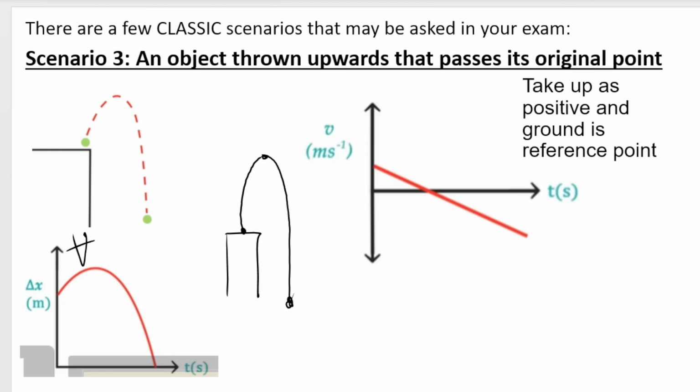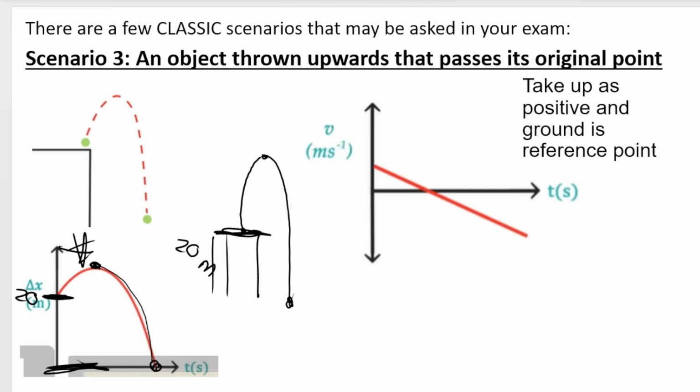I will have a position versus time graph that looks like this. So you start at a certain height above the ground. In this case, the ground again is my zero reference. So let's pretend that the building is 20 meters high. So this is 20 meters. You throw the object upwards, so it goes a little bit higher than its starting point. Then it comes back down and it goes past the original starting point to the ground.